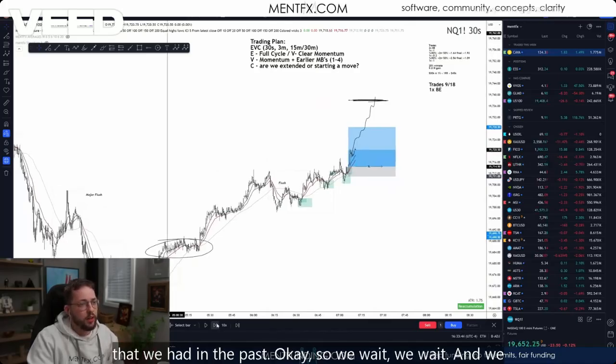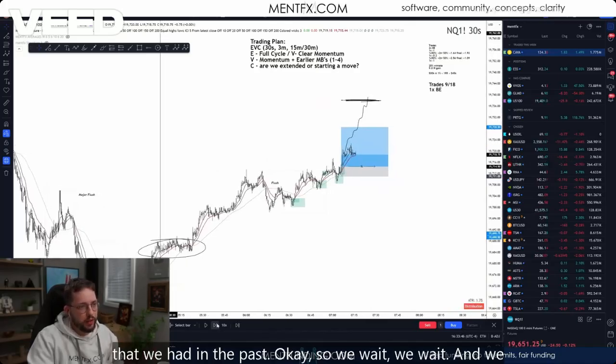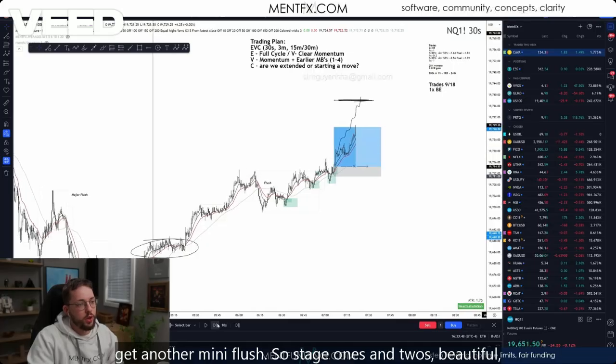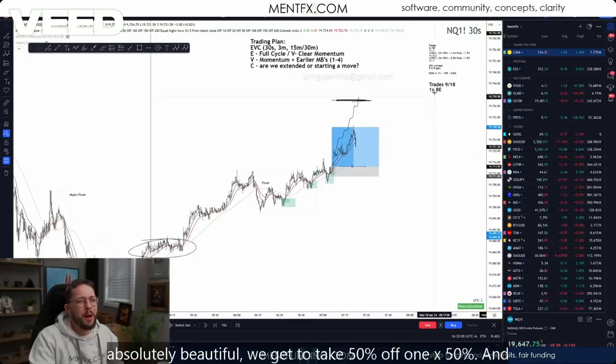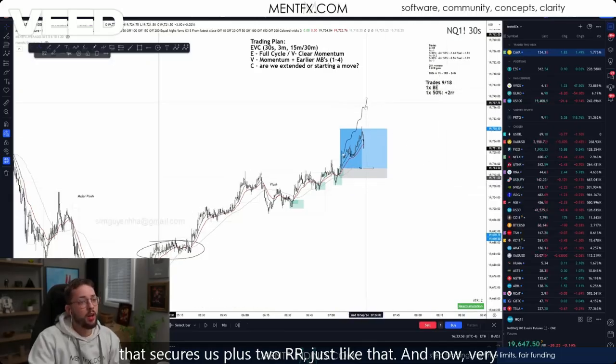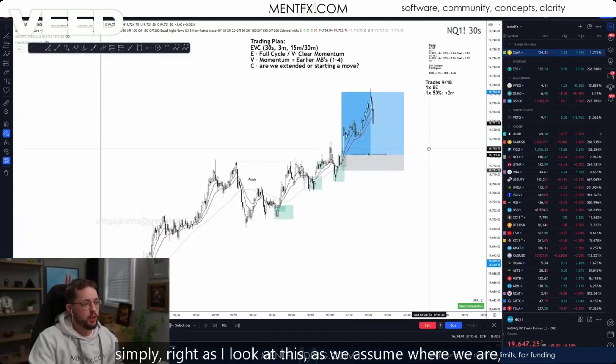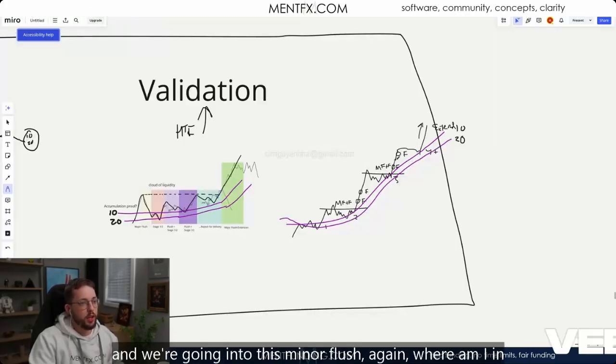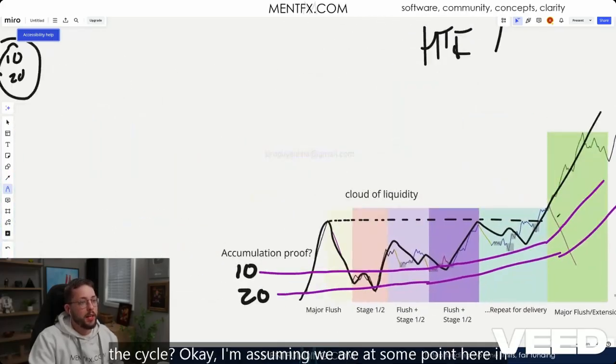So we wait, and we get another mini flush. So stage 1s and 2s, beautiful, absolutely beautiful. We get to take 50% off, 1x 50%, and that secures us plus 2 RR, just like that. And now, very simply, as I look at this, as we assume where we are, and we're going into this minor flush, again, where am I in the cycle?